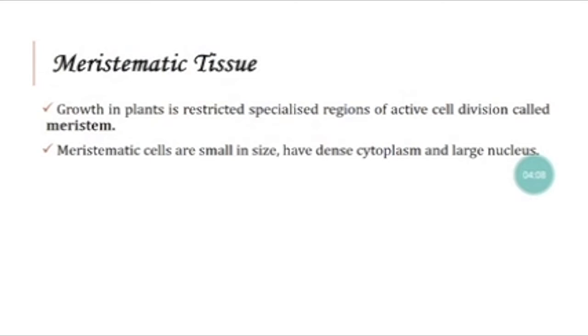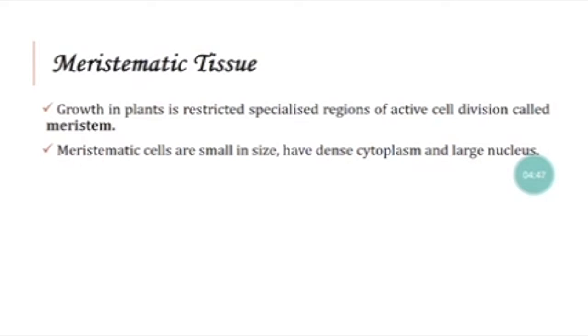The meristematic tissue contains undifferentiated cells, which are the building blocks of specialized plant structures. All the cells are small in size, have dense cytoplasm, and have a prominent single large nucleus. So what is the introduction of the meristematic tissue, what are the characters, what are the types, and what is the function?